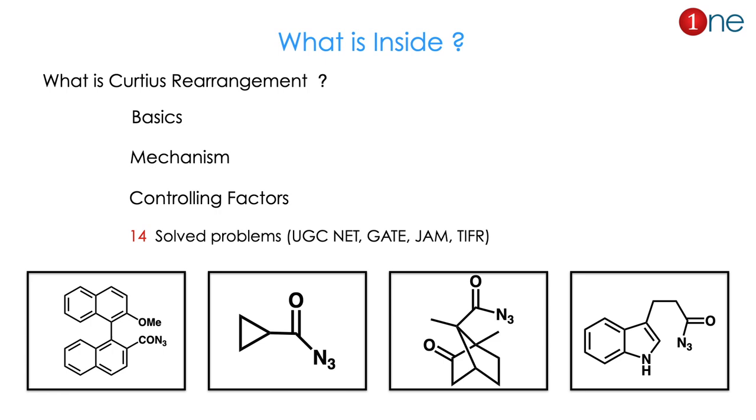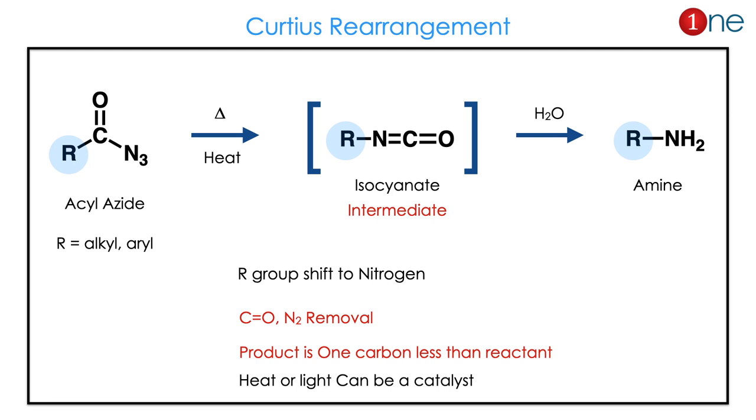What is Curtius rearrangement? It's a conversion of azide into amine. The isocyanate is the intermediate here. Where is it formed? In the heat. The intermediate isocyanate is formed from the removal of nitrogen. Here the R group shifts to nitrogen. CO and N2 removal is there, that's why the product is one carbon less. Here the catalyst can be light or heat. Both will work. It removes the nitrogen there.